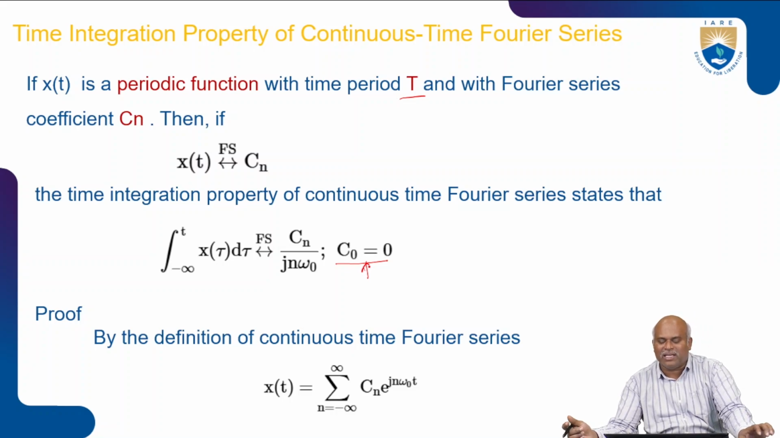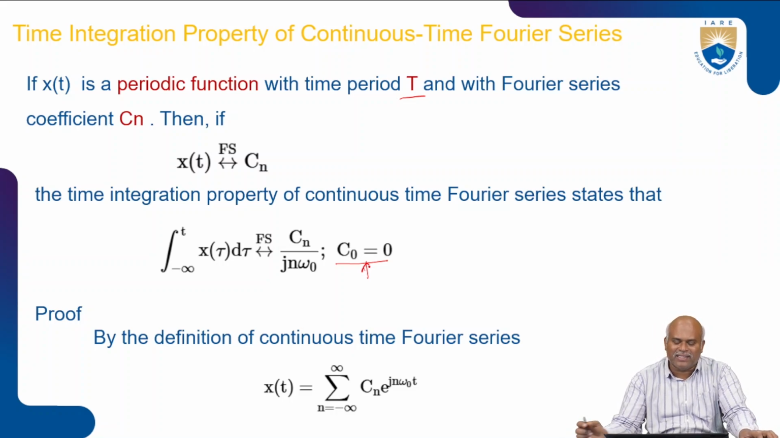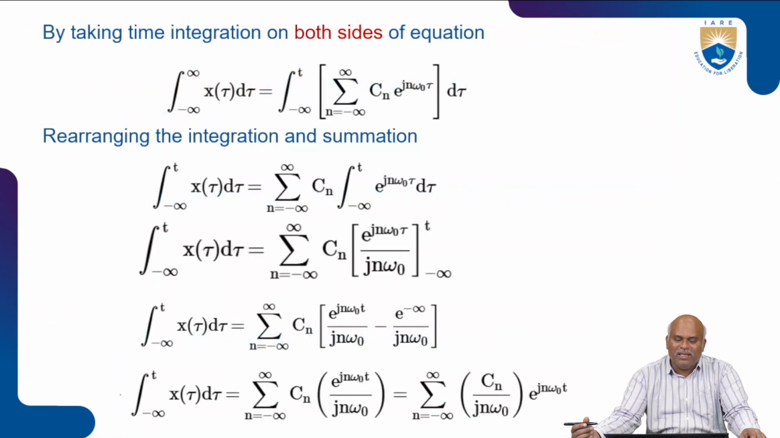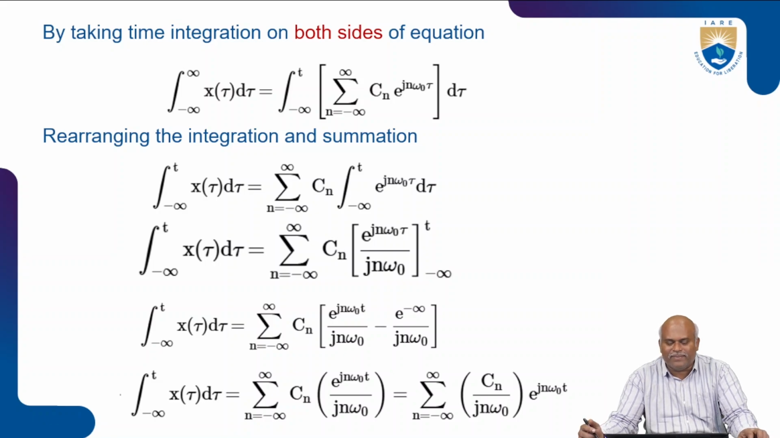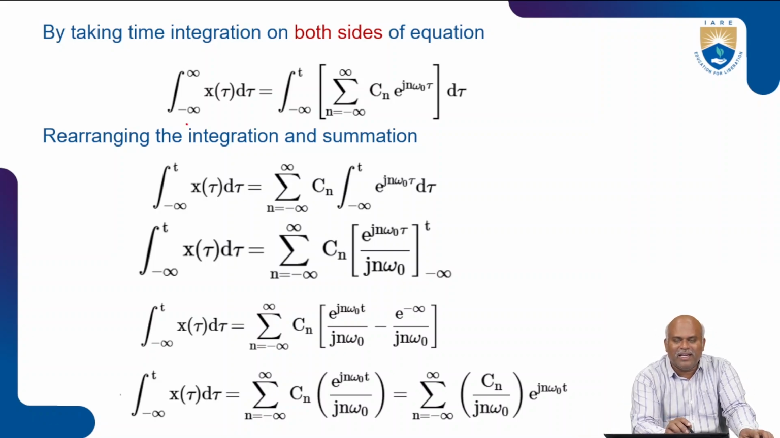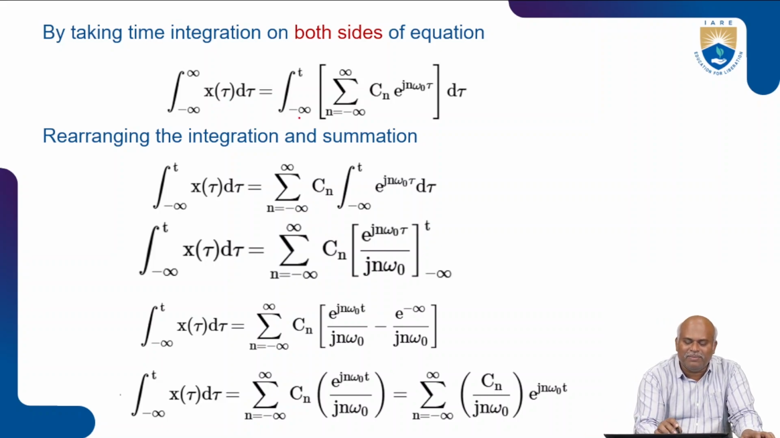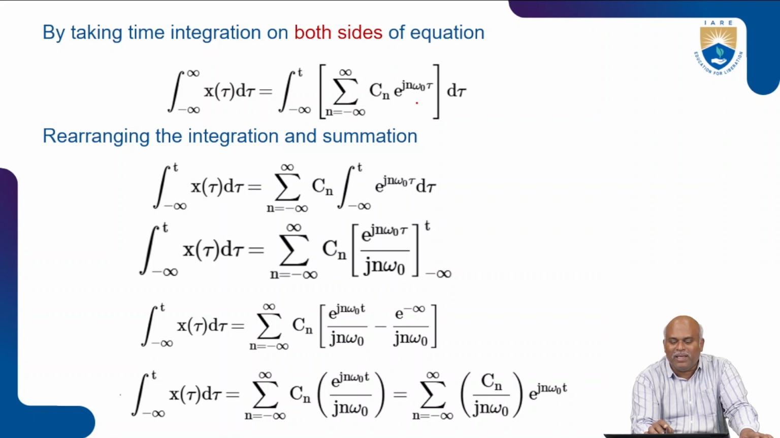By the definition of the continuous time Fourier series, I should write x of t is equal to the summation from n equal to minus infinity to plus infinity of C of n e power j n omega 0 t. Now we take the time integral for both sides. Here I write the integration of x of tau d tau. Now I change t into tau. Then the integration from minus infinity to t of the summation of n equal to minus infinity to plus infinity of C of n e power j n omega 0 tau d tau, where the t's are there, I replaced.